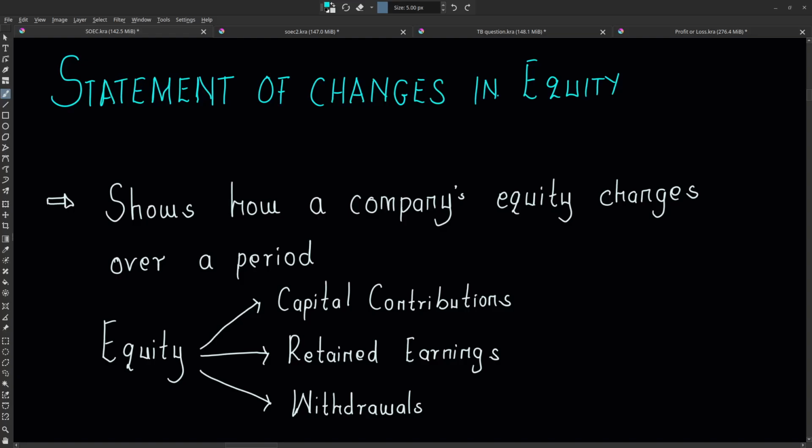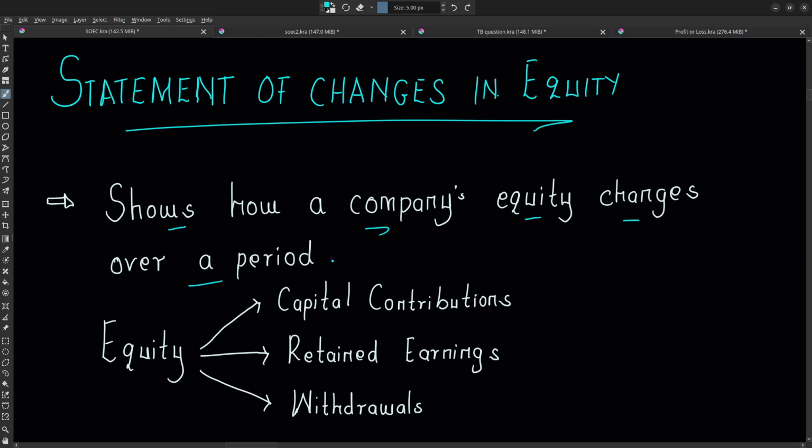Hello, let us look at the statement of changes in equity. This statement shows how a company's equity changes over a period of time. For instance, if we are looking at the period ended 31st December 2025, we want to understand the changes that have been happening during that period on equity. How has equity been changing during the period?